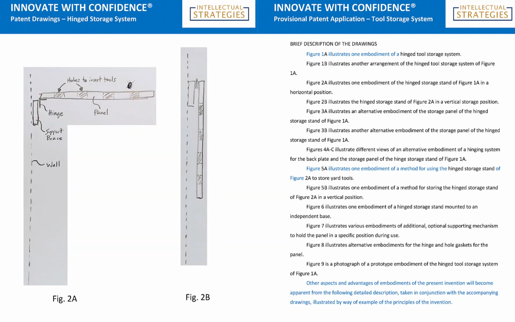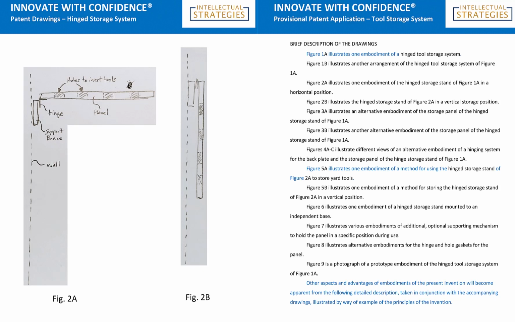And I don't want to necessarily go through all of these detailed descriptions because they are quite repetitive, but you can read these in your own time, pause the video, read what I've said there. You'll find that they follow a very similar pattern for each one. Figure 2A, which is shown here on the left, illustrates one embodiment of the hinged storage stand of Figure 1A in a horizontal position. And Figure 2B illustrates the hinged storage stand of Figure 2A in a vertical storage position.